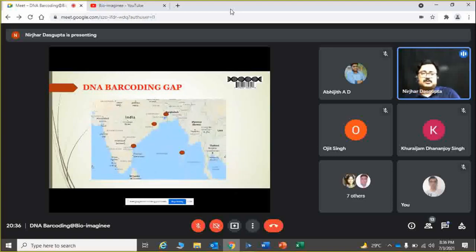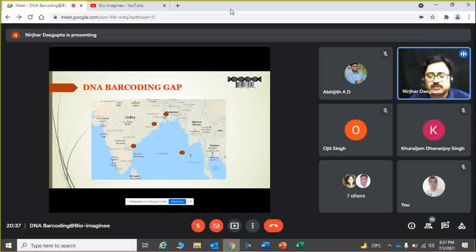Now, before I come to the work that was done in our lab, I want to explain one last thing, which is called the DNA barcoding gap. Suppose I am collecting one particular plant species from four different parts of the country. I have worked with mangrove species. So suppose I'm collecting the mangrove from four different areas: one from Sundarban, another from Odisha, another from Andhra Pradesh, and another from Andaman. I am collecting the same species, Xylocarpus or any other species.